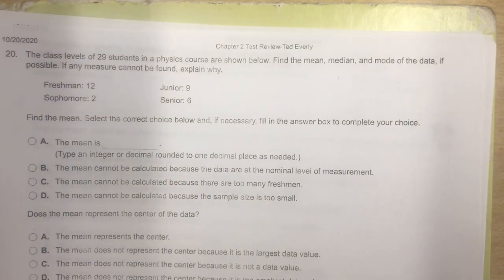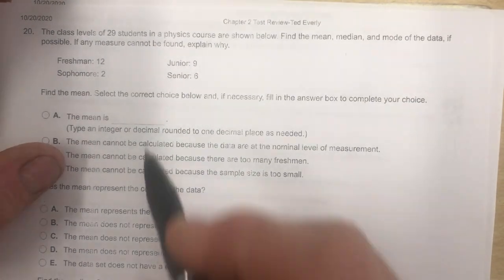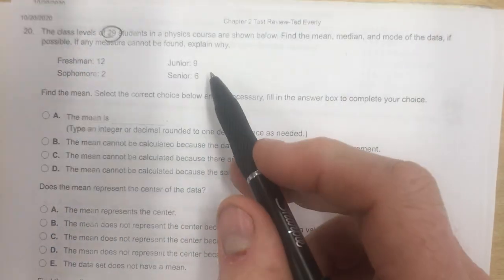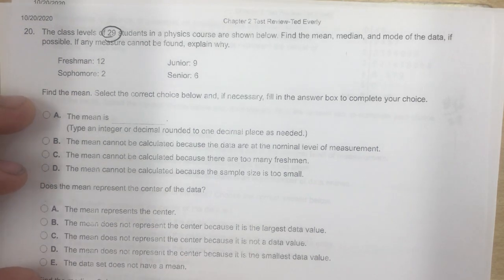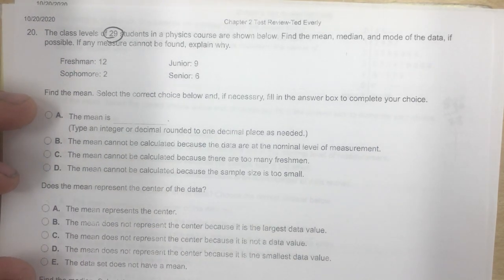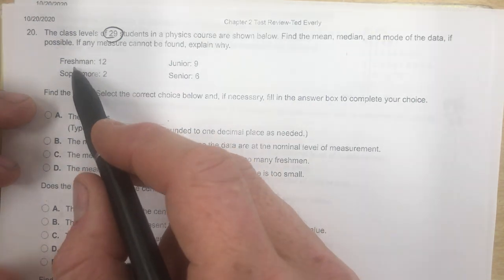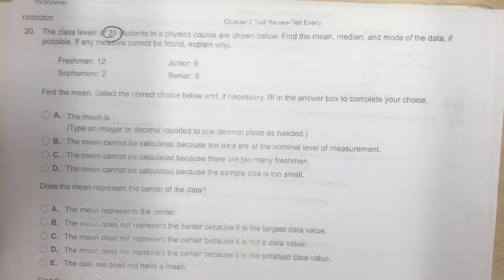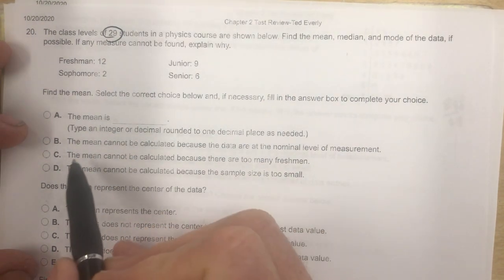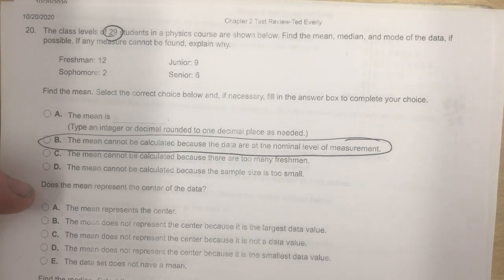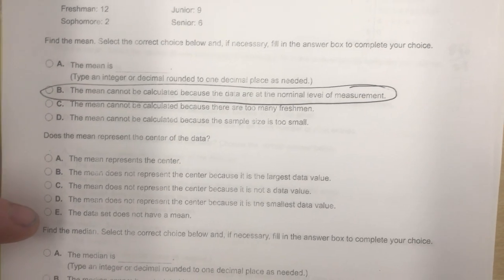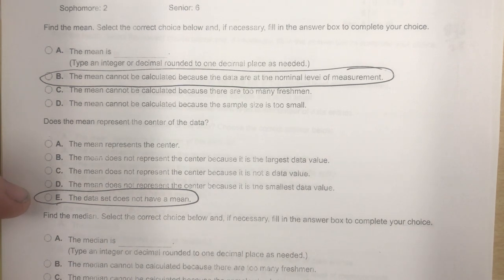Let's go to 20. All right, we've got the class levels of 29 students in a physics course. Okay, find the mean, median, mode. So we got freshmen, sophomores, juniors, and seniors. Okay, now what's the mean here? Again, these are nominal because we got freshmen, sophomores. I know this is 9th grade, 10th grade, 11th grade, but you can't average those together because that's just a title. It's nominal level. Mean cannot be calculated because the data are nominal. This is B. Does the mean represent the center of the data? There is no mean, so that'd be E right here. When it's nominal level, you don't have a mean.